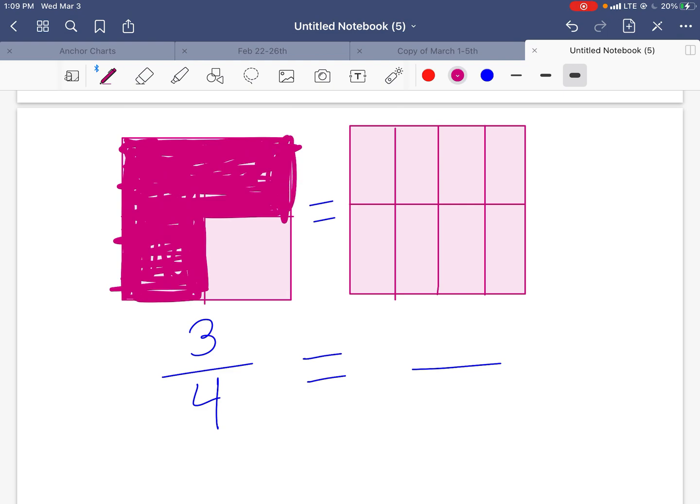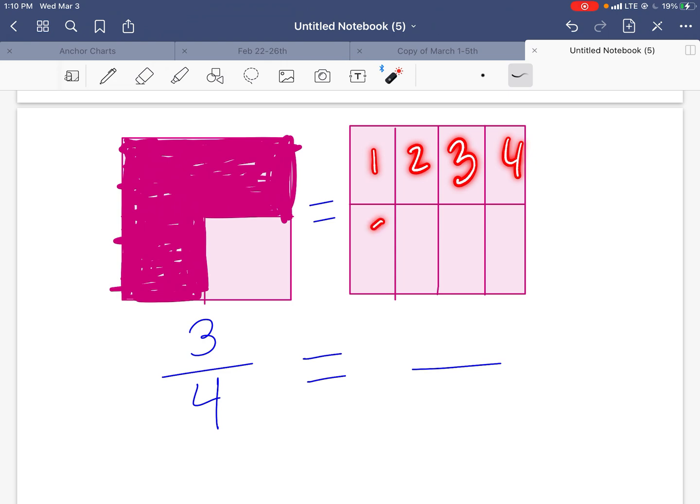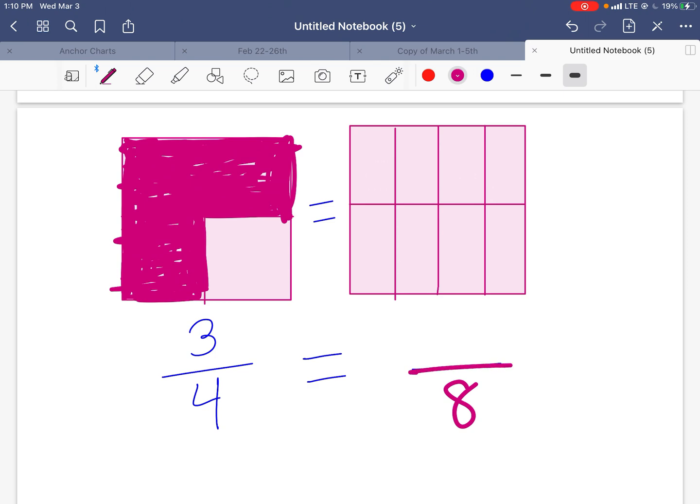You can do this too. You can color this in yourself, and you can make these models yourself. So let's see. How many parts is the other one partitioned into? We see 1, 2, 3, 4, 5, 6, 7, 8. So our denominator is going to be 8. Now how many parts would it take to make these two equivalent?